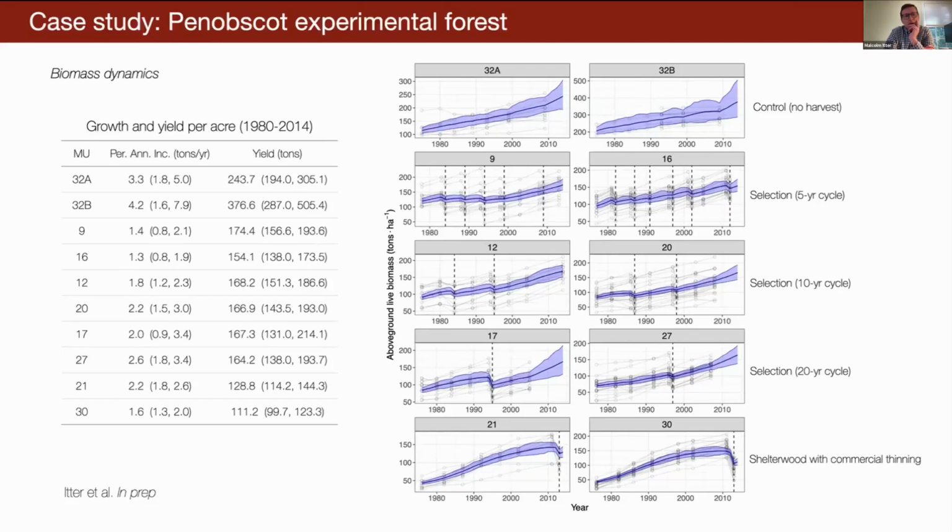The other interesting thing we can do here is take those predictions over time and convert them into standard estimates of growth and yield. In this case, that table shows periodic annual increment over the 40-year model period, looking at the tons per acre per year of live aboveground biomass that accrued in the forest, and then the yield at the end of the model period. So how much live aboveground biomass there was in the forest per acre in 2014, the last year in the model period. Again, all with probabilistic estimates of uncertainty.